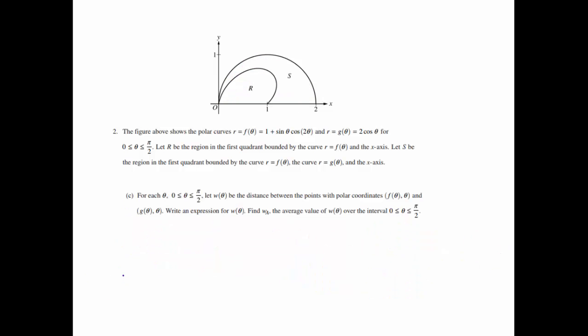Okay, for part C, for each theta between 0 and pi over 2, let w theta be the distance between the points with polar coordinates f of theta, comma theta, and g of theta, comma theta. Write an expression for w theta, and then find w sub a, which is the average value of w theta over the interval. So we're going to find a distance, and then we're going to find the average value.